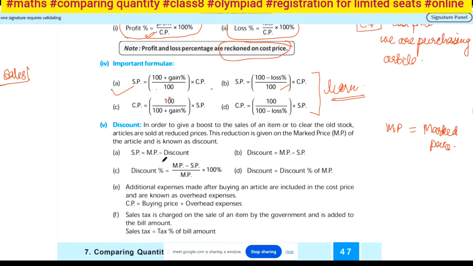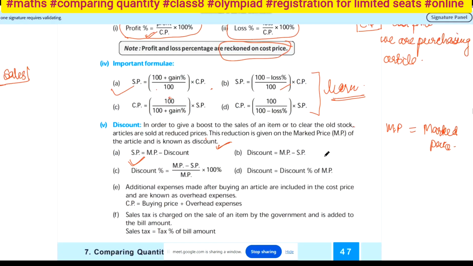See, in order to give a boost to the sales of an item or to clear the old stock, articles are sold at reduced price. This reduction is given on the marked price of the article and is known as discount. Clear? So what is my SP? SP is marked price minus discount. Then you will call it SP, selling price. Discount is nothing but your MP minus SP.